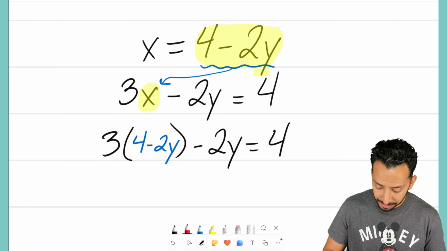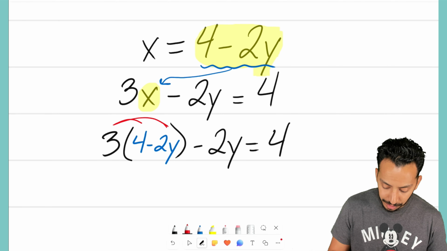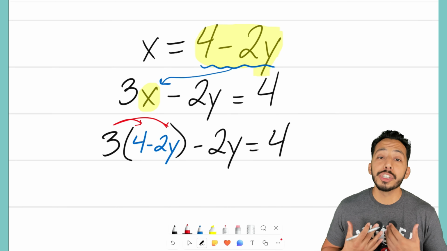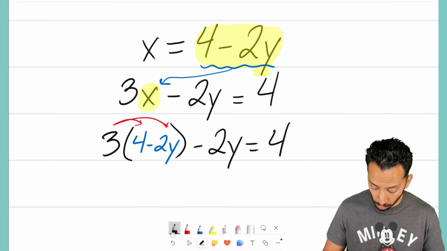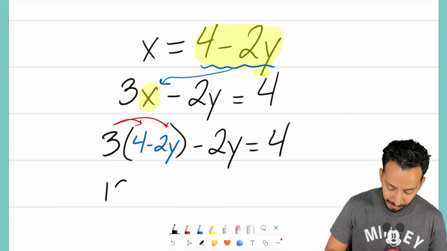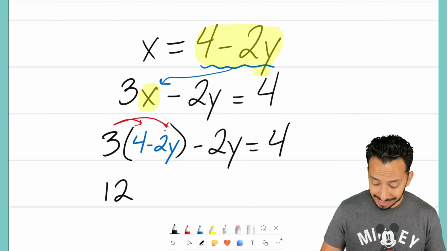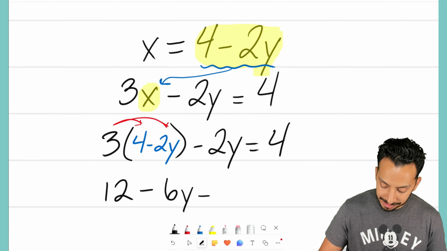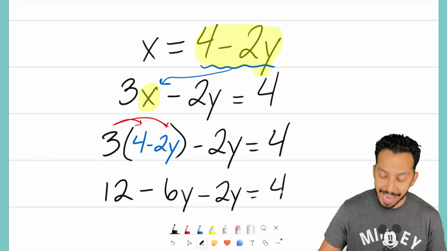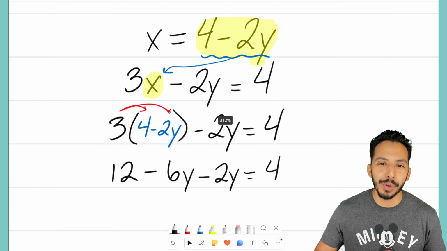Now, we have that 3 out in front. I'm definitely going to have to use the distributive property here to multiply both terms inside by 3. So let's go ahead and do that. 3 times 4 is going to give me 12. And then 3 times negative 2y would give me negative 6y. Don't forget to bring down the minus 2y and the positive 4. Alrighty, so far so good.